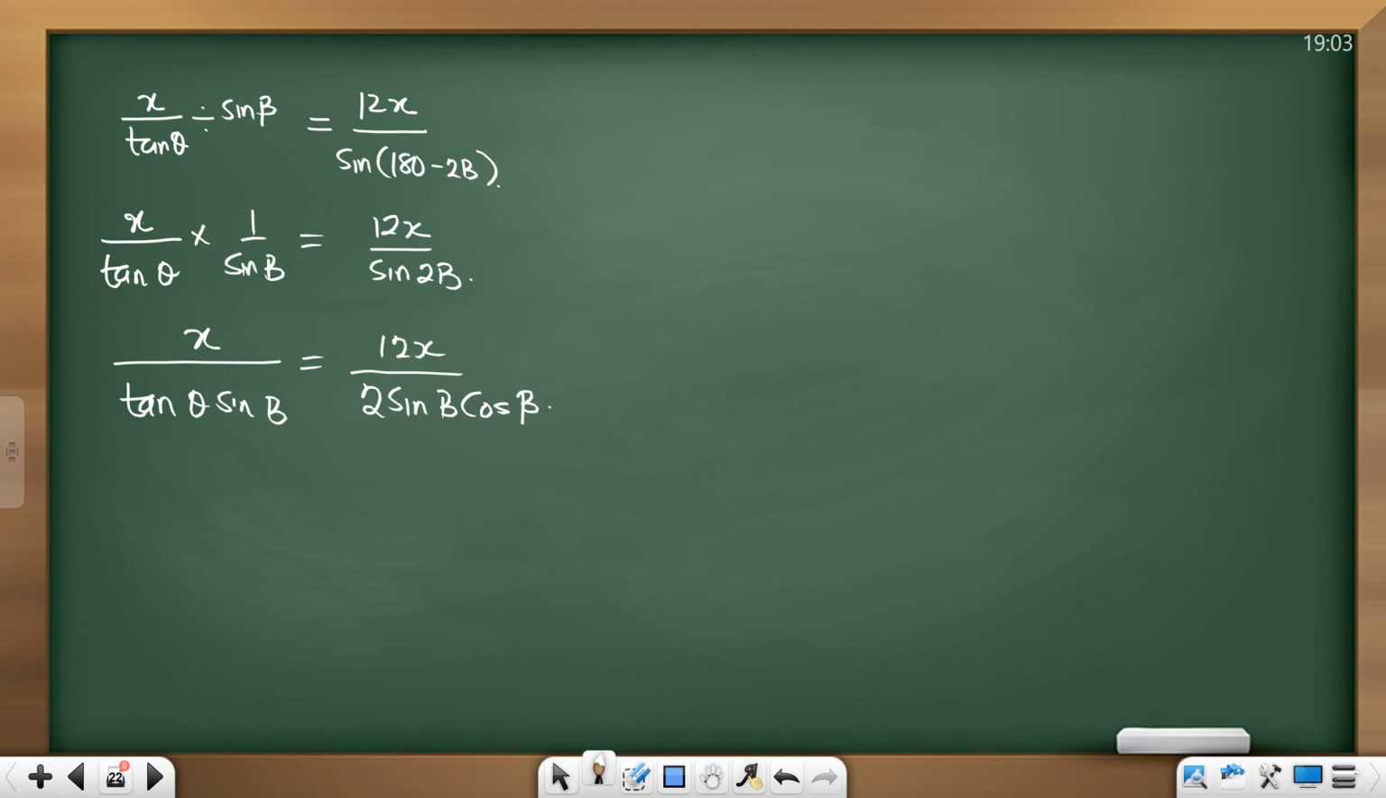But don't let me do what you're not used to. You want to cross multiply. It's fine. 2 times x, 2x. Oh, wait. Why are we saying 2 first? 6x. Already we have a 6. Good. So let's cross multiply. What do we have? 2x sine beta cos beta equals 6x tan theta sine beta. What are we looking for? Tan.